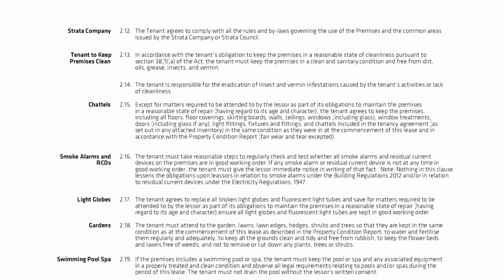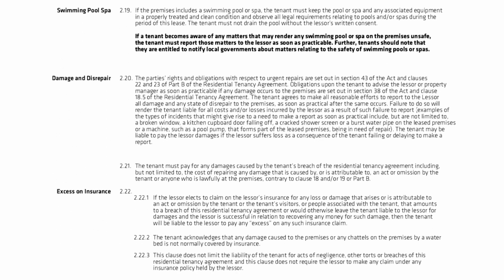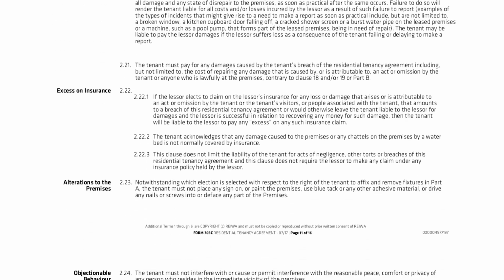Gardens need to be maintained by the tenant. If there is a pool or spa, the tenant is responsible for the upkeep. If any damages occur to the property, it is the tenant's responsibility to report it to our office. If you cause any damage to the property, you could be liable for the excess of insurance.